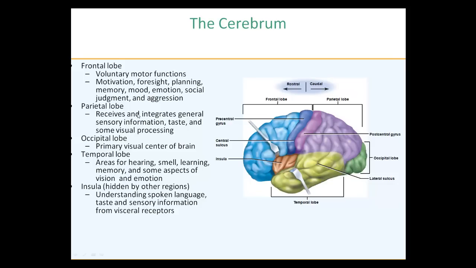So the frontal lobe is mainly associated with voluntary motor activities. The parietal will be mainly associated with the sensory. The occipital is mainly associated with the visual activity, and the temporal lobe, that's where the hearing, the smell, the learning, memory, and some of the aspects of the vision and emotion, like realizing what is the picture you just saw and whether it has some good memory or bad memory.